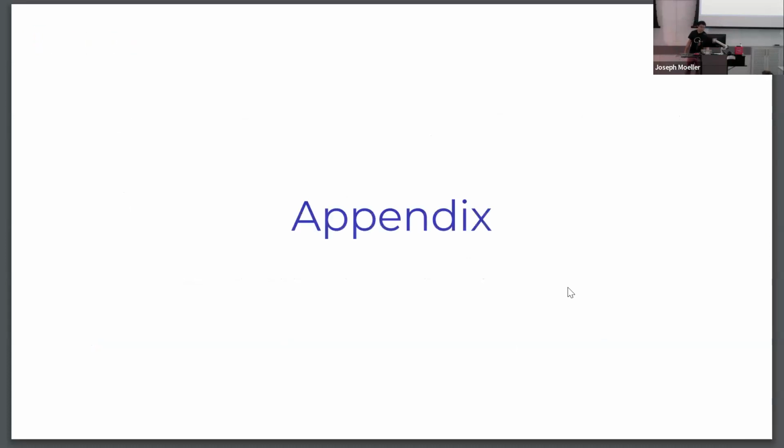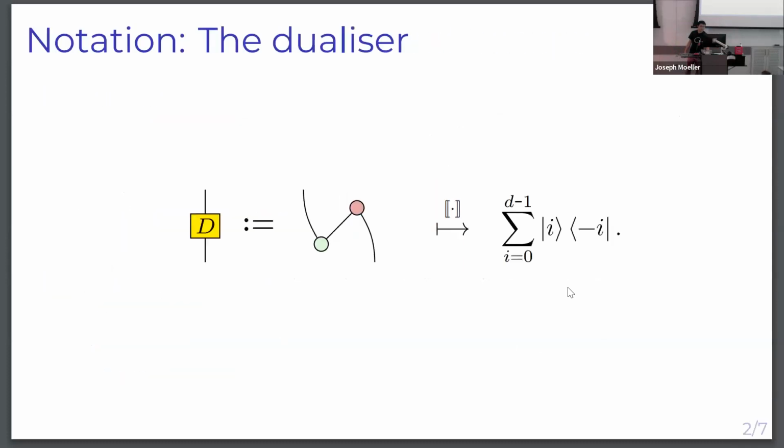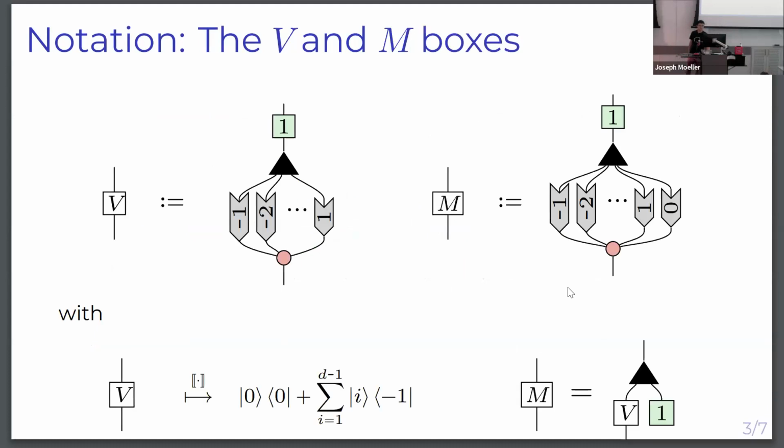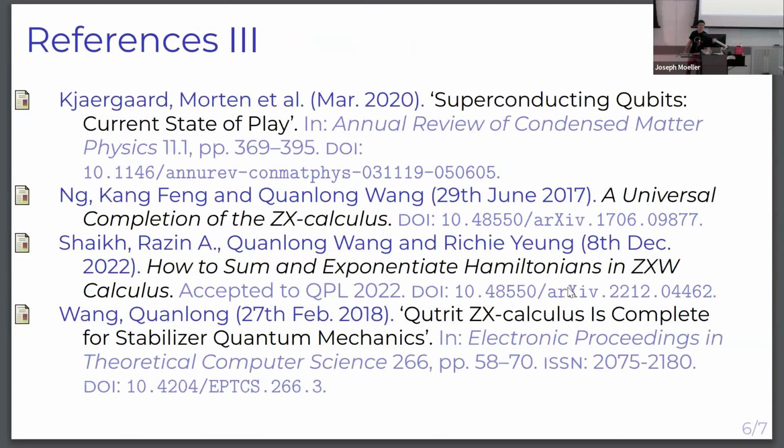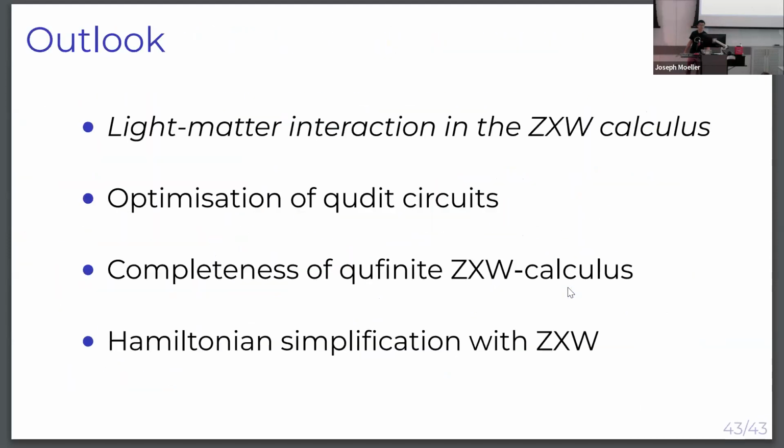So yeah, this is the appendix. It's a bunch of stuff. This is the flex symmetry thing I was talking about. Here's how these boxes are defined. It's just syntactic sugar, and these are the references. So thank you. All right, thank you.